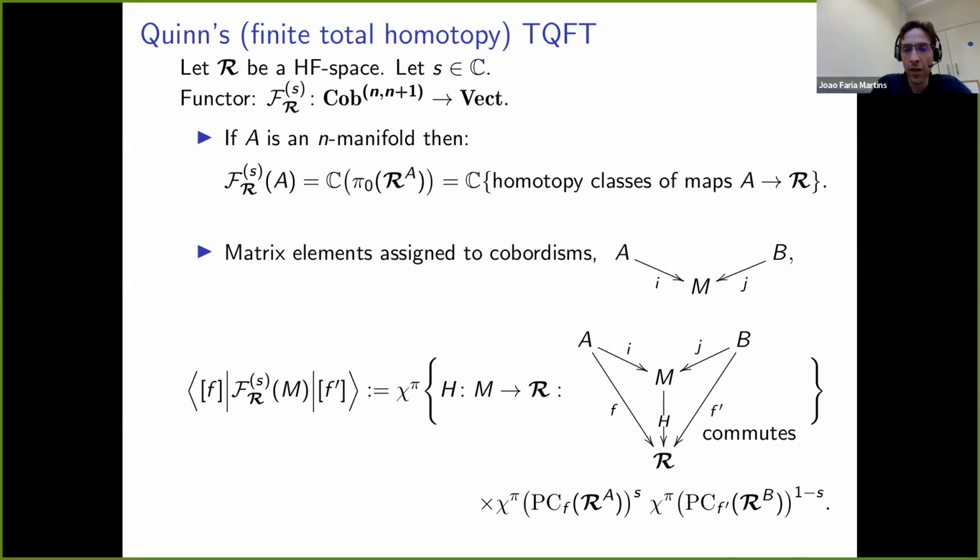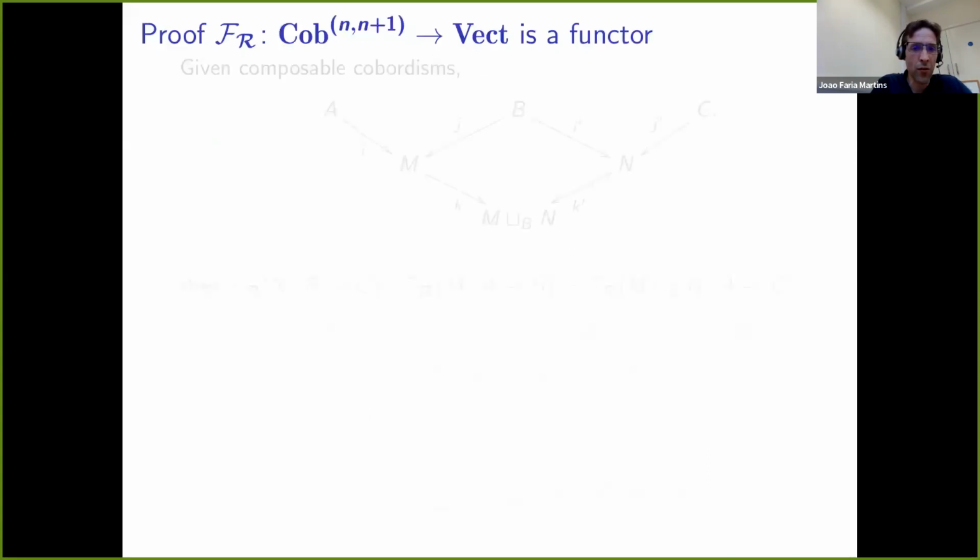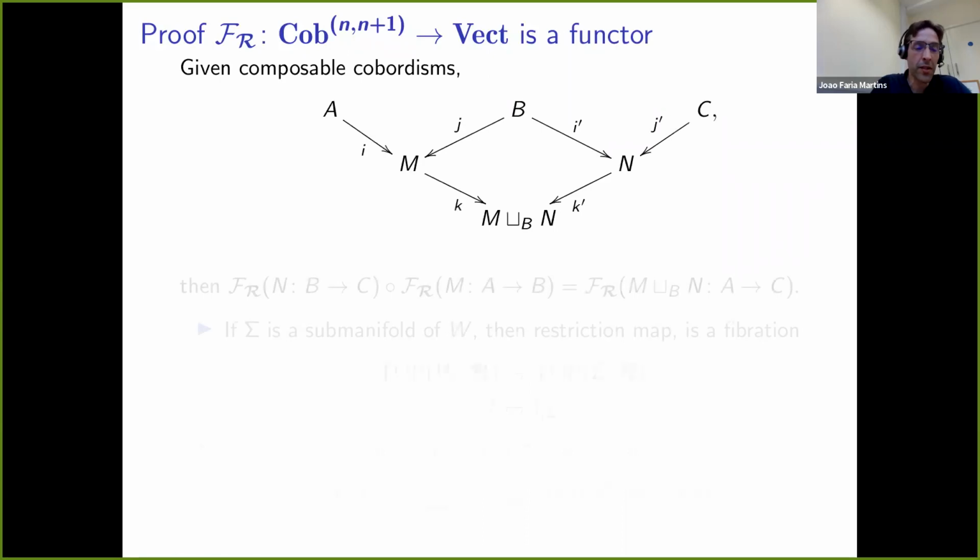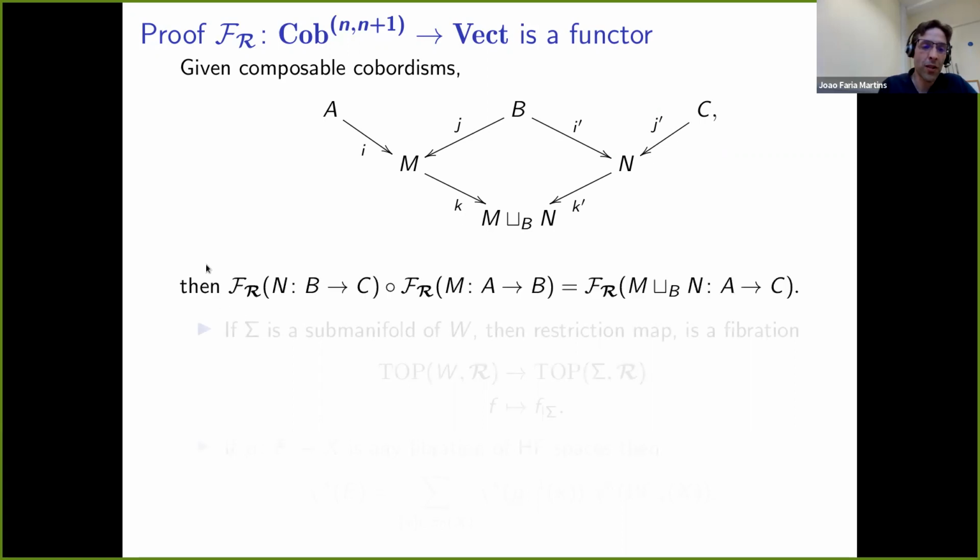Right, so what is here to prove? Maybe I should just quickly explain the idea of why this is a functor. So if I have composable cobordisms, one from A to B, the other one from B to C, I want to prove that the vector space map you assign to the composition of cobordisms is equal to the composition of the maps I associate to the first cobordism and the second cobordism. So I don't expect people to completely follow it. I'm just going to say there are two ideas that make this work.